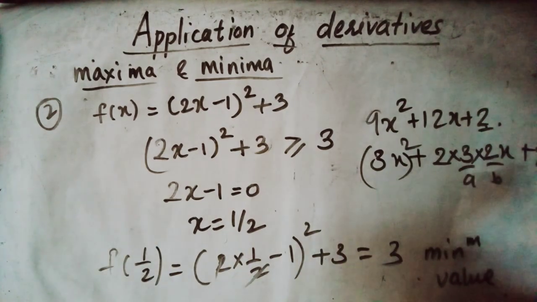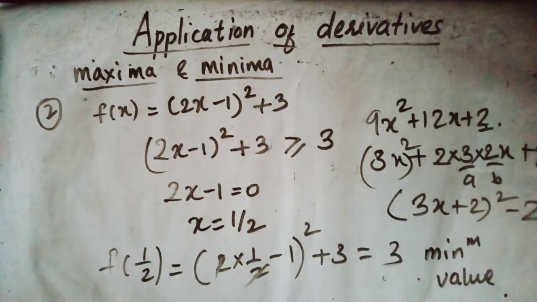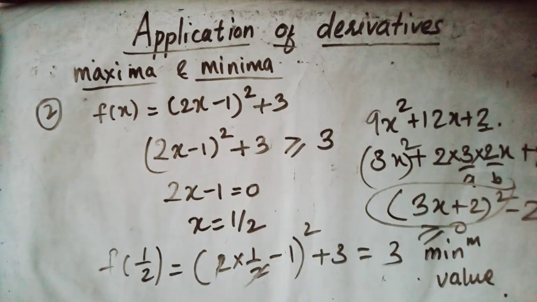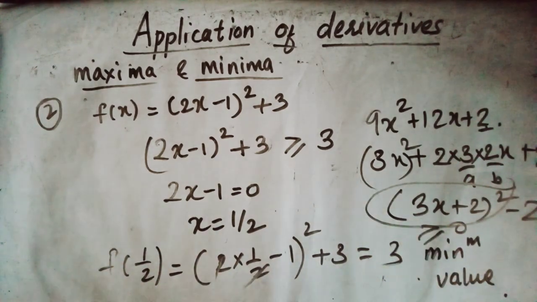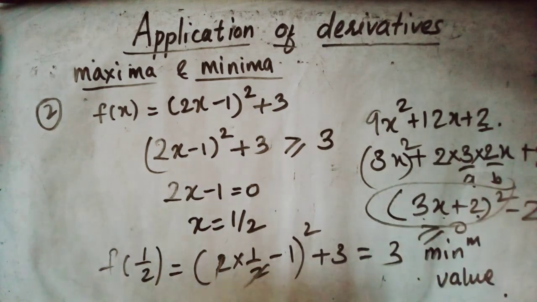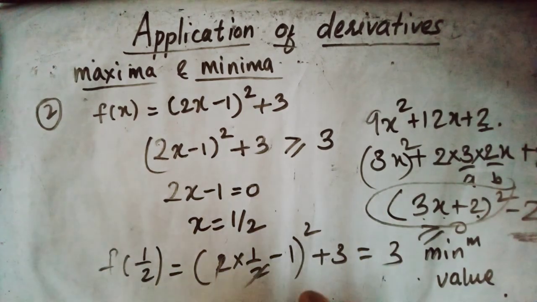Okay, so this will be (3x plus 2) the whole square minus 2. Now this term is greater than or equal to 0, right? Then you have to add minus 2 to both the sides. Okay, so this term will have a minimum value only if 3x plus 2 is equal to 0. Then you will get the x value, that is minus 2 by 3. Then you have to put it in the f, so you will get minus 2. So that becomes your minimum value and maximum value does not exist.